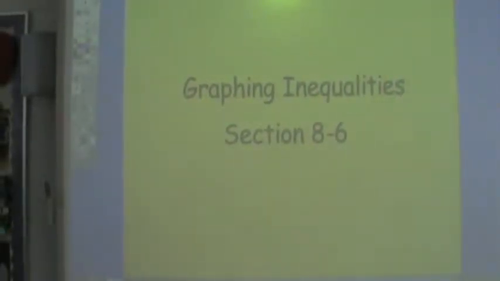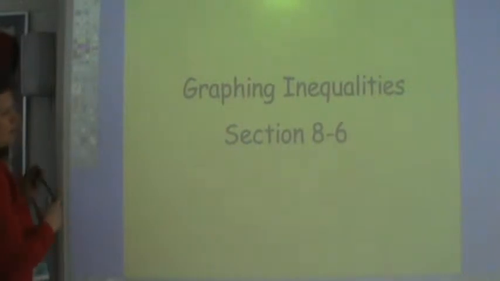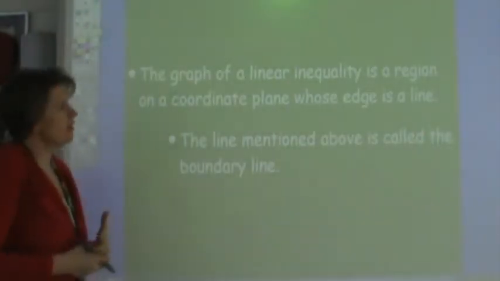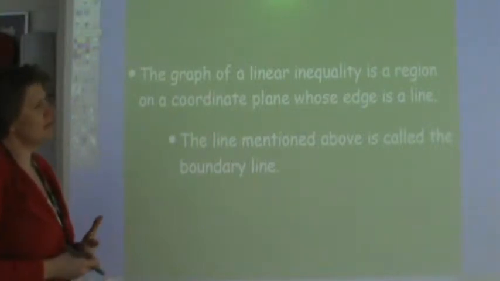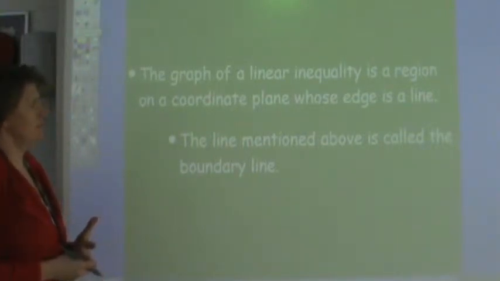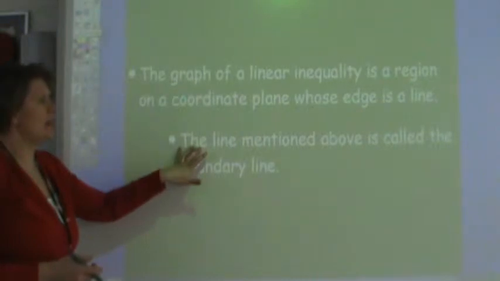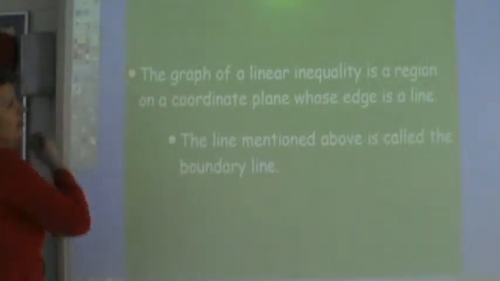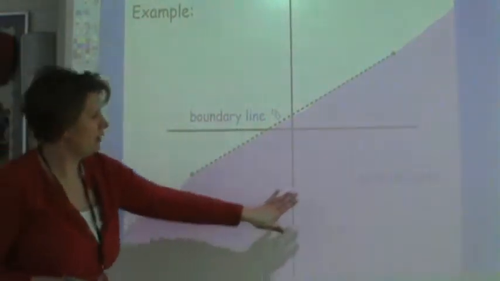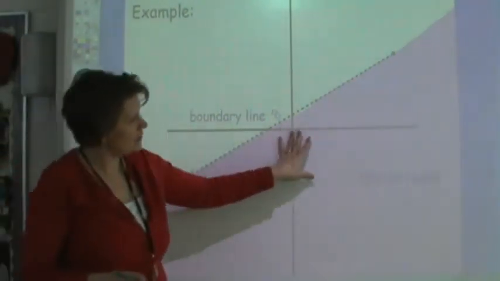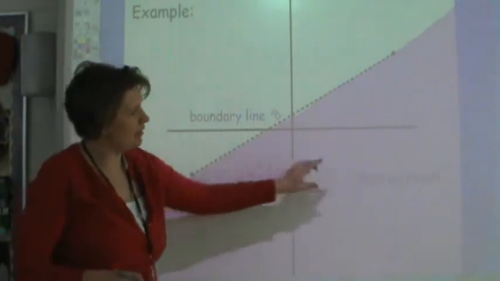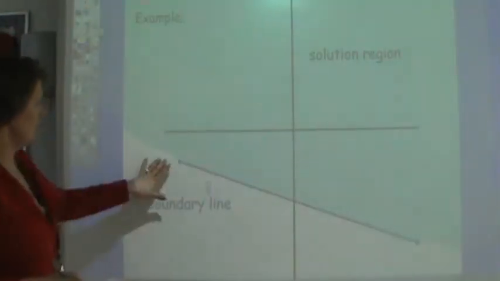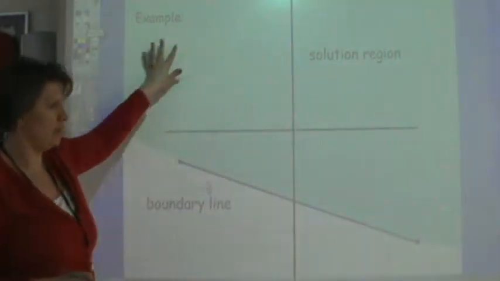Graphing inequalities is our section for today, number 8.6. The graph of a linear inequality is a region on a coordinate plane whose edge is a line. Okay? And the line mentioned above is called the boundary line. So I have a graphic example for you. We have the line graphed, and the shaded part is your solution region. Here, this could be your boundary line, and that could be your solution region.